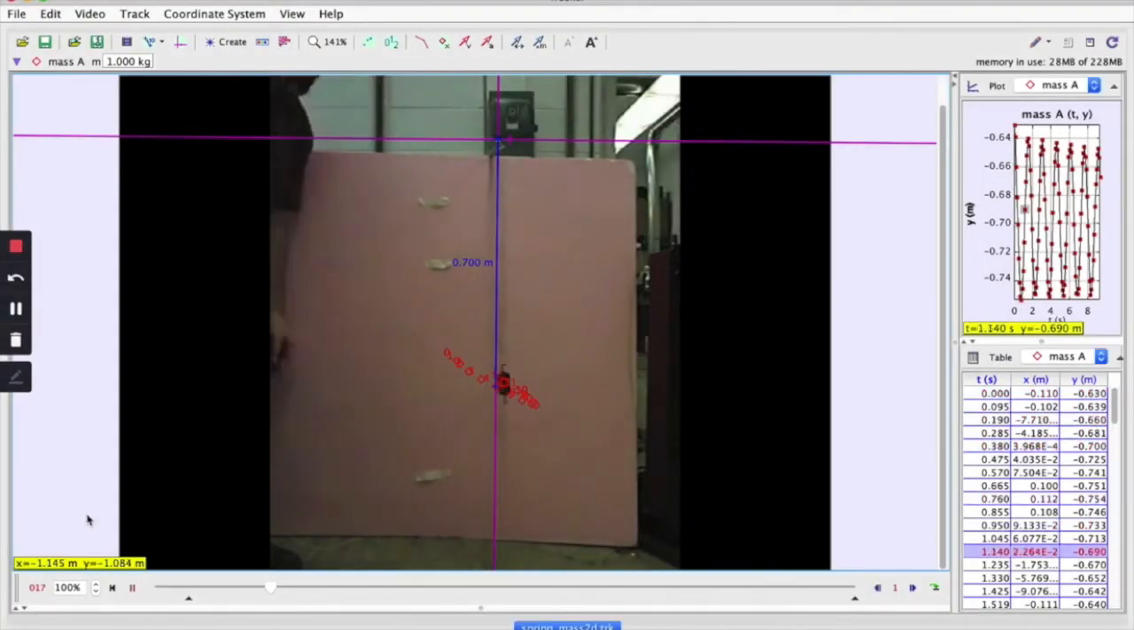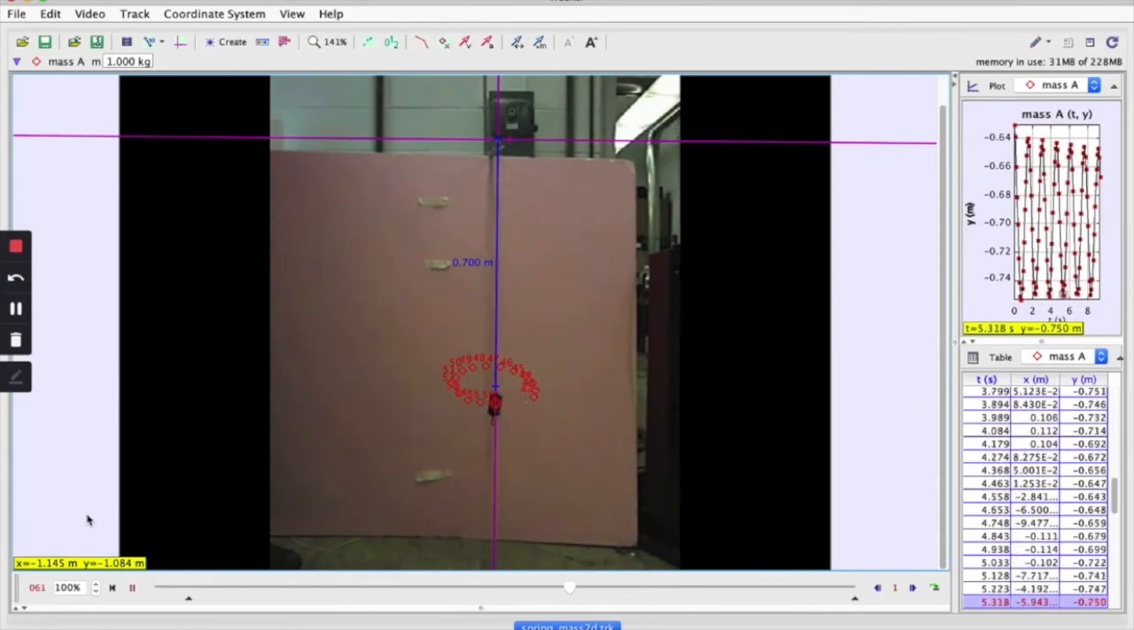As the spring oscillates, I added the point masses. It was slightly hard to find the exact center as it tilts a bit, so we could improve it by marking a center on the object before recording.